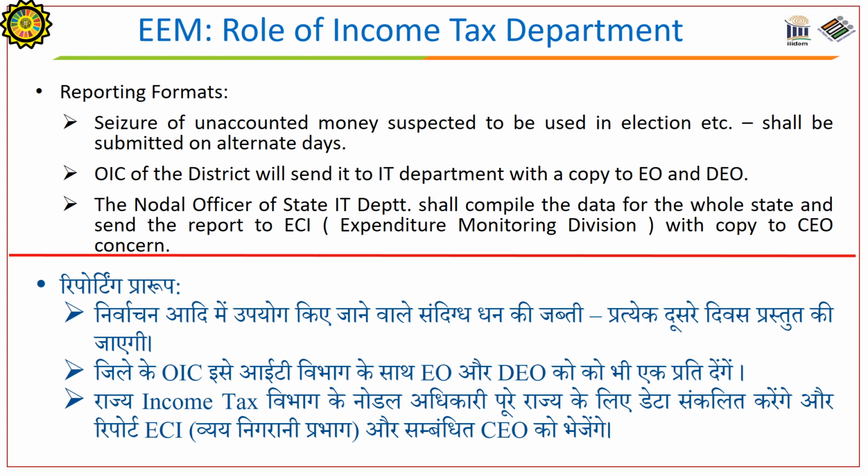Reporting formats. Seizure of unaccounted money suspected to be used in the election, etc., shall be submitted on every alternate day. Officer in charge of the district will send it to the IT department with a copy to expenditure observer and DEO concerned. The nodal officer of the state income tax department shall compile the data for the whole of the state and send the report to the ECI with a copy to the CEO concerned.